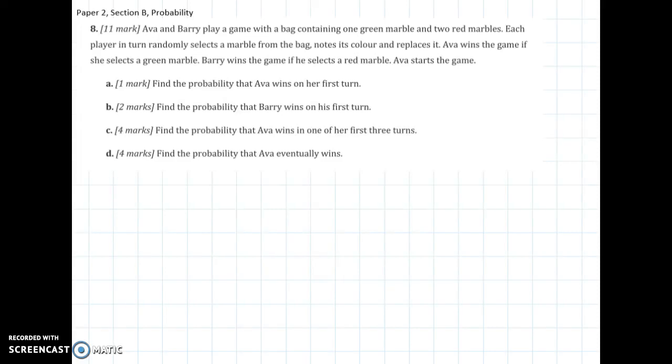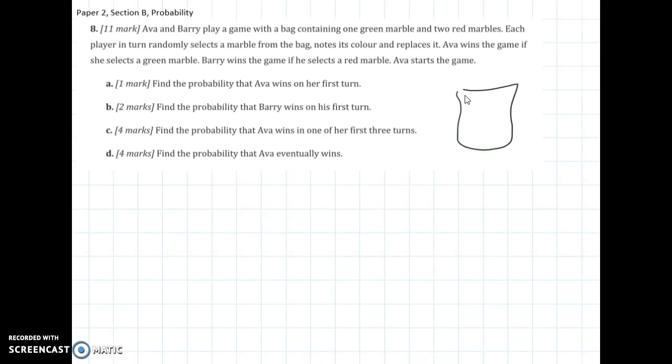We are solving now a paper 2, section B, probability question. I would say this is well, short, long question. It's just only 11 marks. And I think you should stop now the video and read exactly what you're asking this question. So let's look together what's going on.